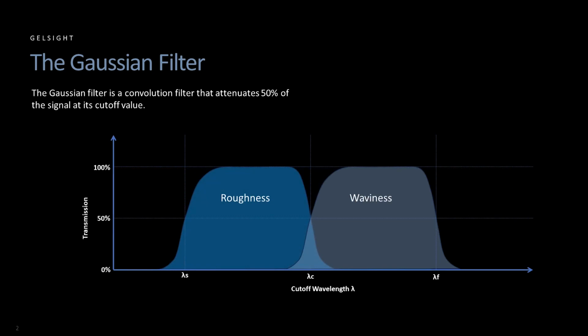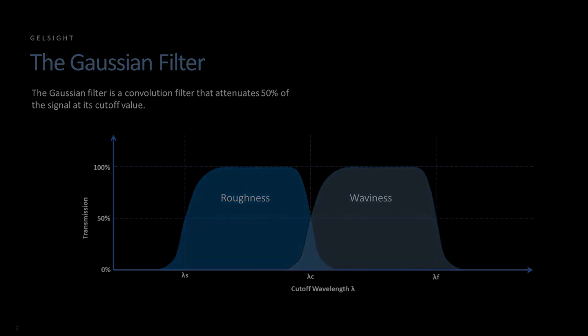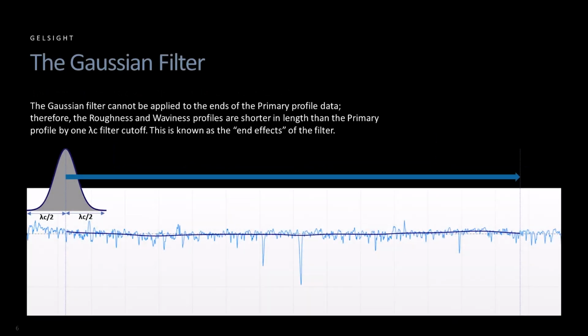A Gaussian filter can be used as a high-pass or a low-pass filter where 50% of the signal is attenuated at the cutoff wavelength. Notice in this image how the transmission regions have a smooth roll-off zone around the cutoff values. The Gaussian filter is a convolution filter, which means it is applied point by point along the primary profile data. At each point along the primary profile, the filter performs a weighted average of the surrounding points based on the bell-shaped Gaussian distribution curve shown in this image.